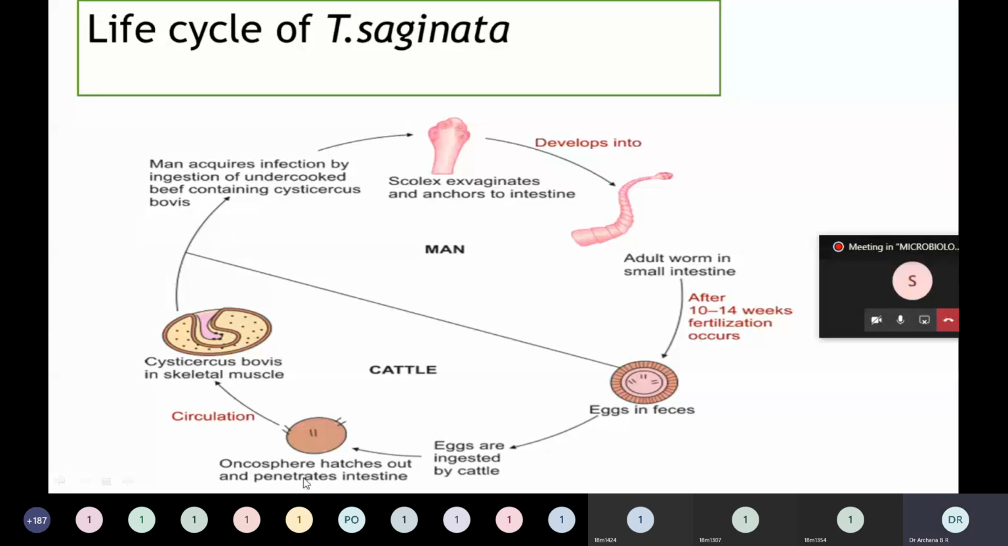The oncosphere hatches out, penetrates the intestine and enters into the circulation. In the circulation, it filters through the muscles, where it gets seeded in the skeletal muscles and develops into the Cysticercus bovis in the skeletal muscle. So again, from this, man gets the infection when he eats undercooked beef containing Cysticercus bovis.